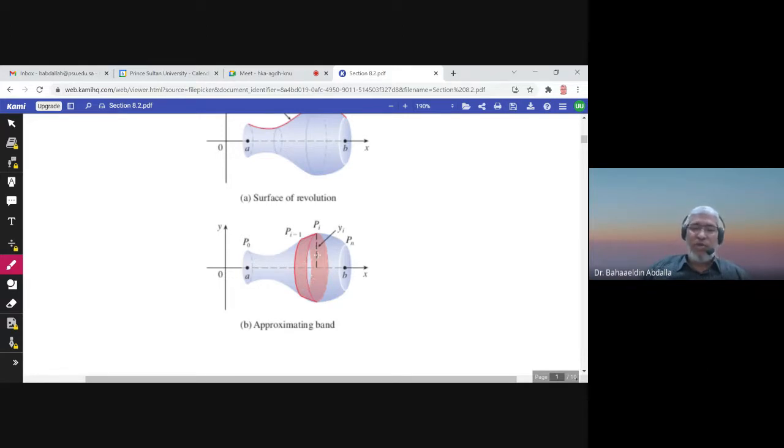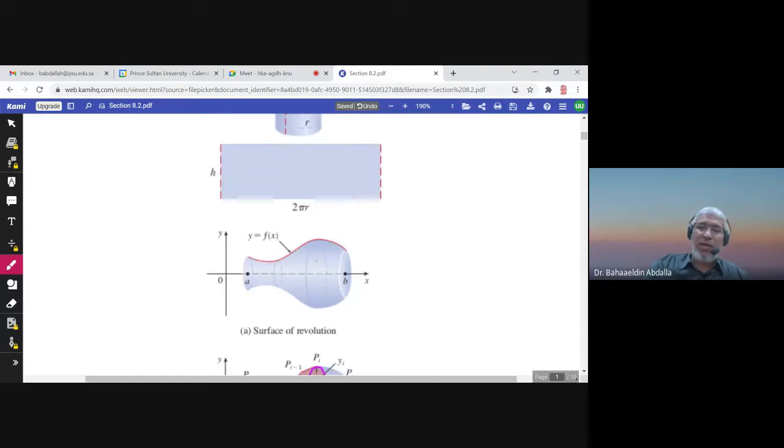If you look at this portion, to find the surface area, similar to the idea of the cylinder, what would be the area of the outer circle here? If the radius is y, look, this is the radius, the dashed line. If the radius is y, then we need the length of this portion. Well, this is in fact the circumference of the circle.